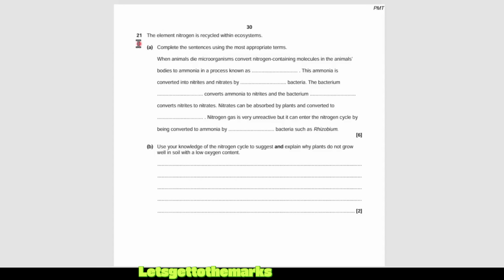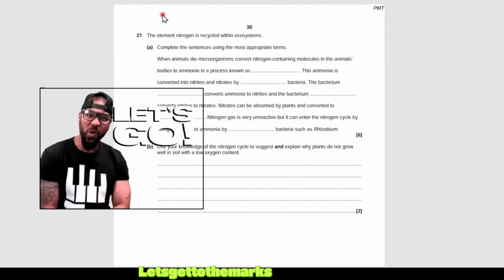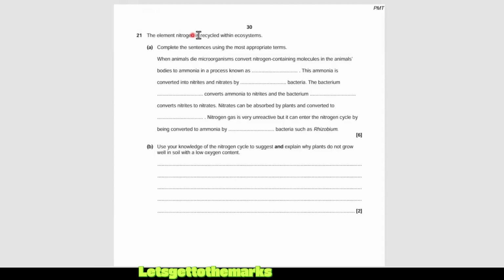Okay, question 21 is about the nitrogen cycle. This is from the OCR Biology paper 2, 2023, A-level biology. Let's go. The element nitrogen is recycled within ecosystems. Complete the sentences using the most appropriate terms.